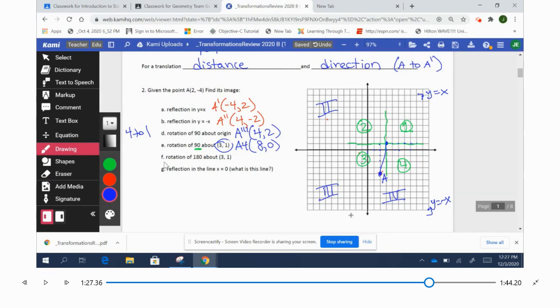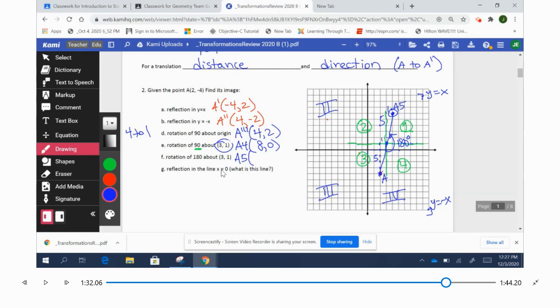All right, a rotation of 180. For a rotation of 180, I'm going to make the center of rotation the midpoint of A to the image of A. So I'm going to count up 5, right 1. I'm going to repeat it, up 5, right 1. And if you have a straight path, it'll make a straight angle, which is 180 degrees.